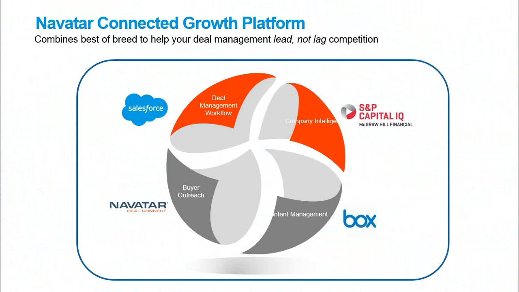Now you'll need actionable data. Look at the right side of the slide and you will see S&P Capital IQ. They have the data you need that can be integrated into Navatar where it becomes immediately actionable. Also on the platform is Navatar Deal Connect, where you can automatically, securely, and confidentially reach out to the buy side with teasers, gain responses, and track those interactions. The final piece is document management, and Navatar uses Box to securely manage, store, and share documents. So let's get started looking at the data side of things.